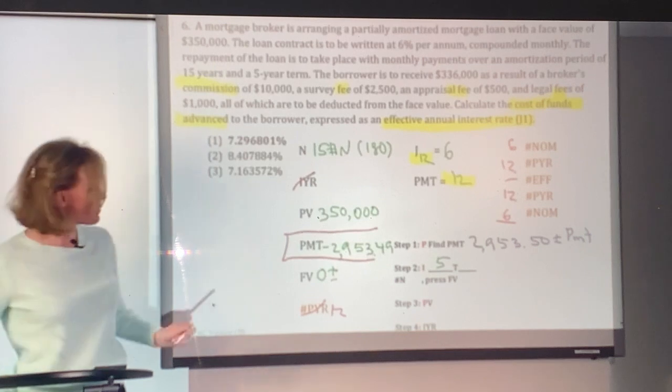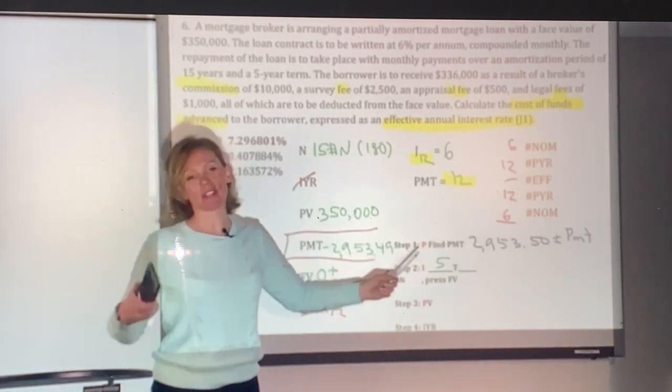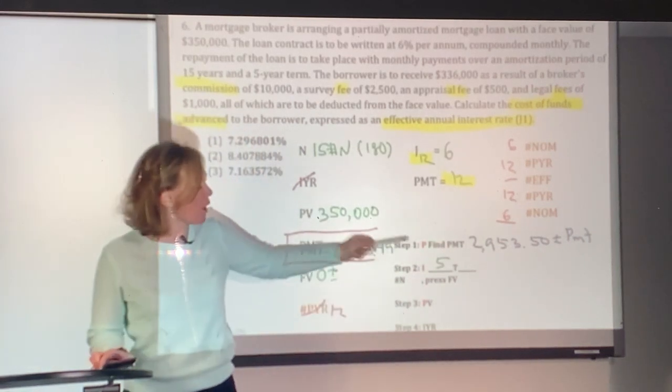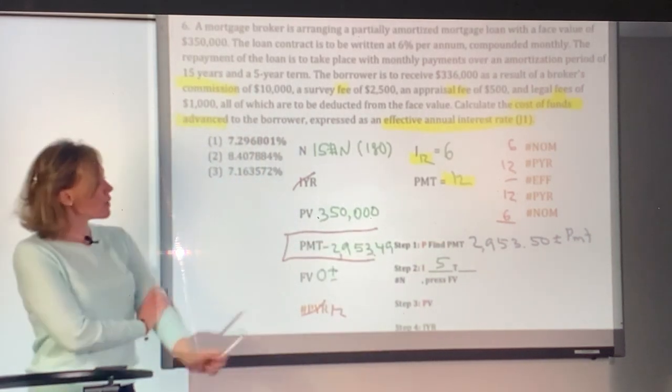2953.50 plus minus PMT. Okay, so I plugged that in. Your screen should be right now negative 2953.50. Right? A bunch of zeros came up. So after you finish step 1, only then you go for step number 2. What are we doing in step number 2?